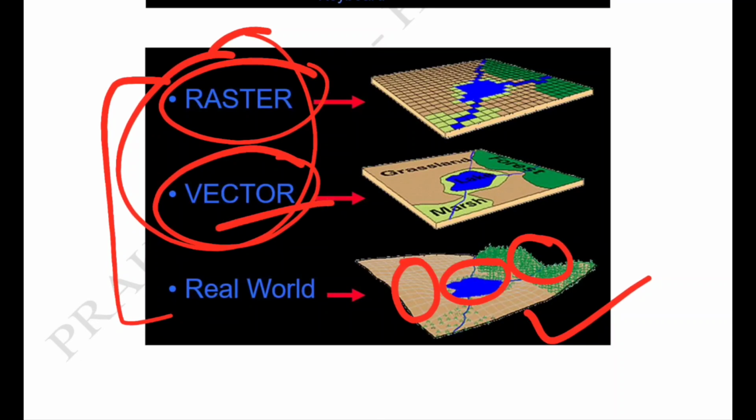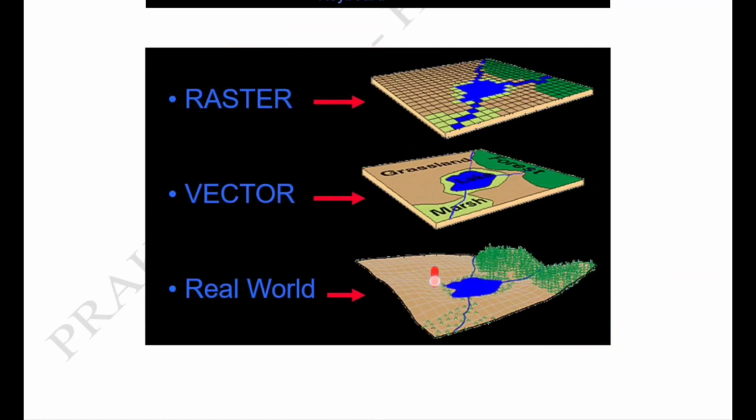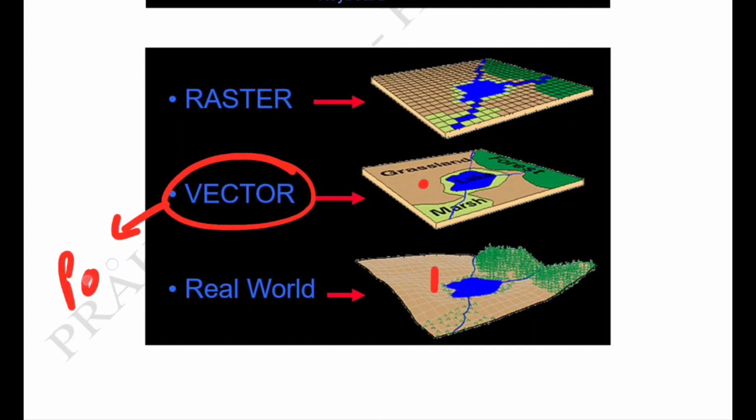Vector data means any object in the real world is represented by a point, line or polygon. Like this is the river, so it is represented by a line, and this water body is represented by a polygon, and the forest area is represented by a polygon. If there is an object like a pole, that will be represented by a point. So vector stores the data in the form of points, lines or polygons.